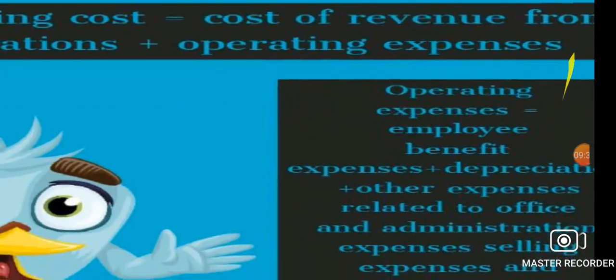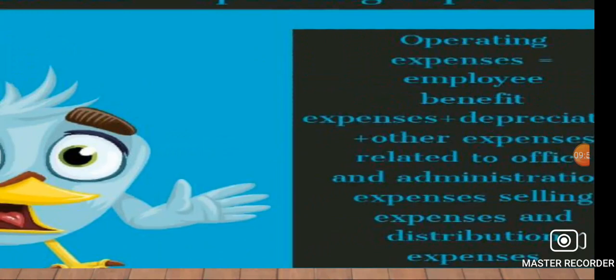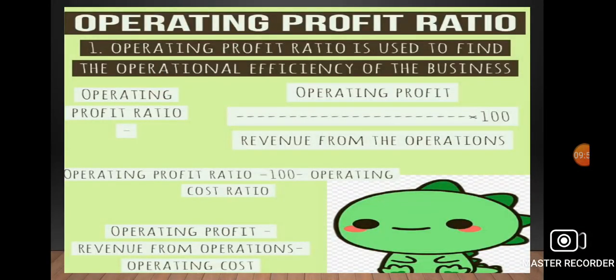Operating expenses means employee benefit expenses plus depreciation plus other expenses related to office and administration expenses, so selling expenses and distribution expenses. So these are all the operating expenses. Then operating profit ratio. Operating profit ratio is used to find the operational efficiency of the business. Operating profit ratio formula: operating profit divided by revenue from operations into 100, or 100 minus operating cost ratio. Operating profit means revenue from operations minus operating cost.